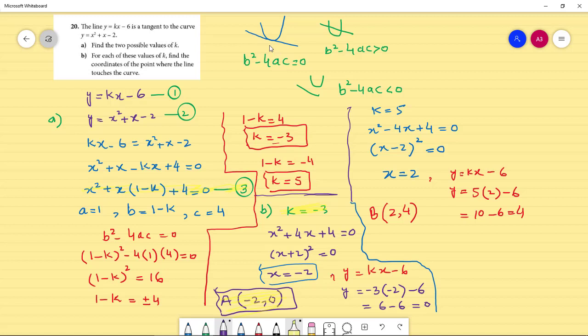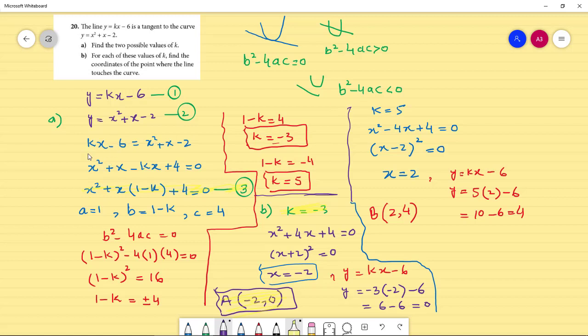If the line intersects the curve at one point, then b squared minus 4ac is equal to 0. If the line intersects at two different points, then b squared minus 4ac is greater than 0. If the line does not intersect, then b squared minus 4ac is less than 0.